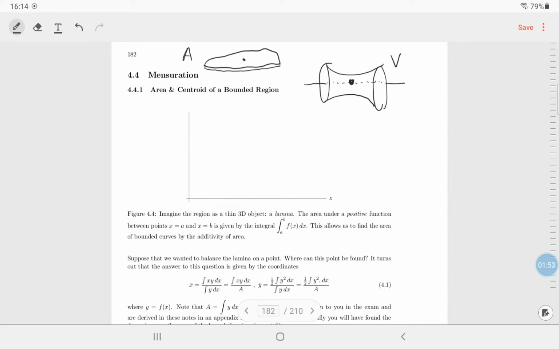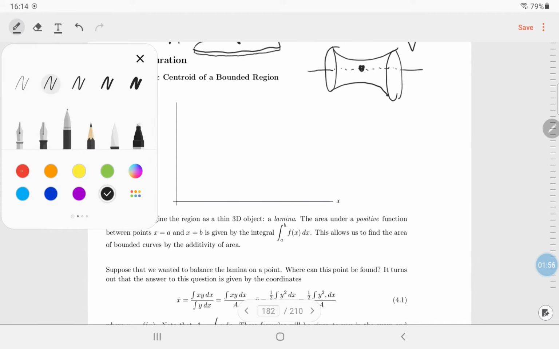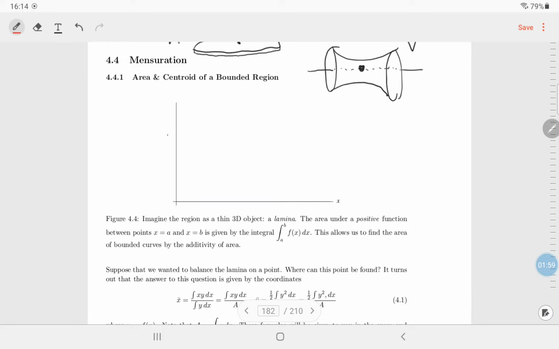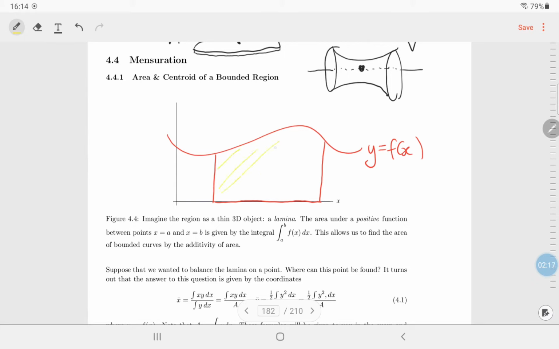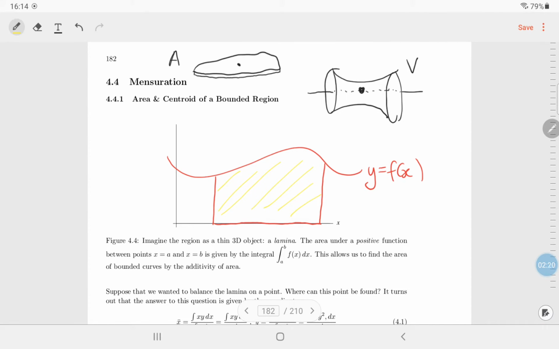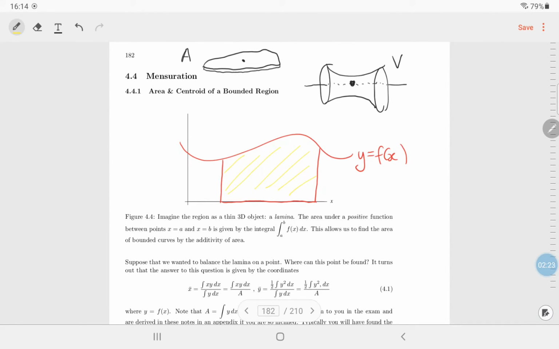So imagine a region. Now for us, it'll be under a function. There are, of course, different types of lamina, but these are relatively easy to analyze. So we're looking at this region here and imagining that in reality it's three-dimensional, but we're treating it as two-dimensional. So the area is just the integral from a to b. That's something we've seen already. And the question is, suppose you want to balance it on a point, and that is the centroid.